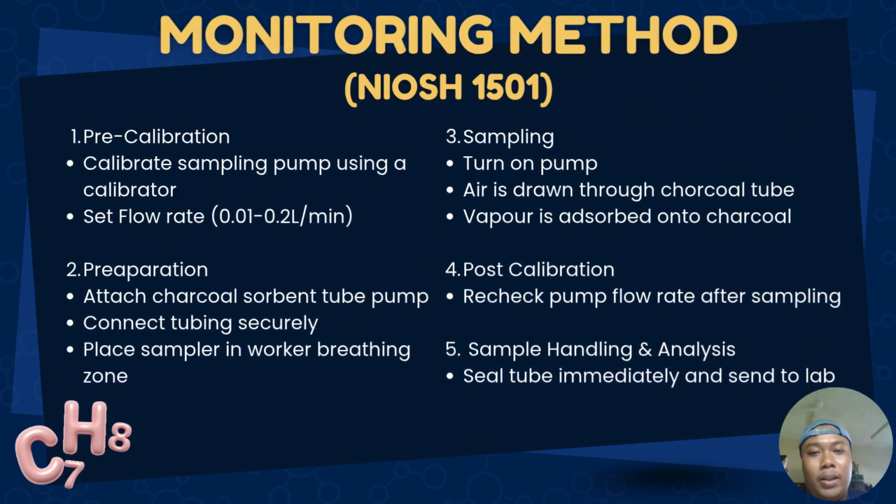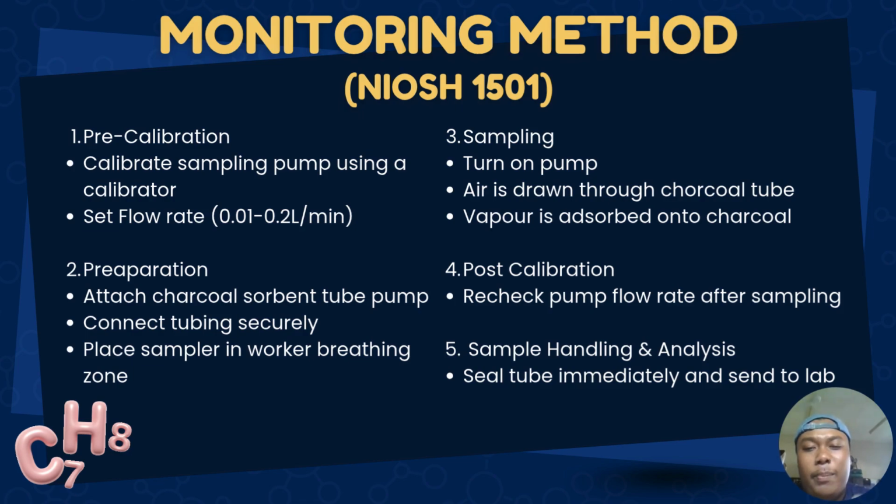For monitoring, the method used is NIOSH 1501. So first, we perform a pre-calibration to ensure the sampling pump is working correctly. The flow rate must be accurate because it determines how much air is collected. Next is preparation, where we connect the charcoal tube and place it in the worker's breathing zone. This ensures that we measure what the workers actually inhale.